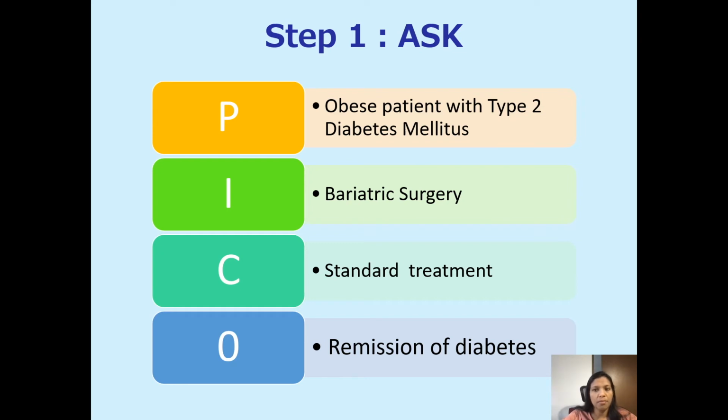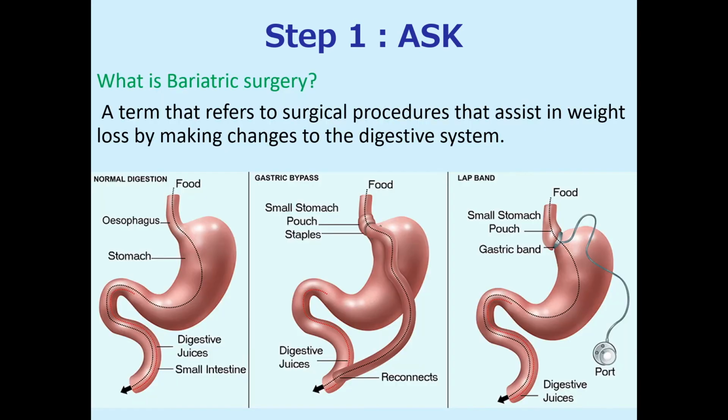Here, the patient problem is obese patient with type 2 diabetes mellitus, and the intervention is bariatric surgery, and the comparison is standard treatment, and the outcome is remission of diabetes. Before going into the search details, I would like to explain the broad term I used, bariatric surgery. It refers to surgical procedures that assist in weight loss by making changes to the digestive tract. These are some examples of them, which you can clearly see in the picture.